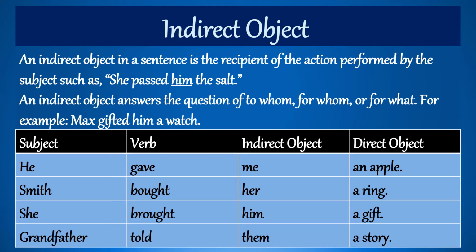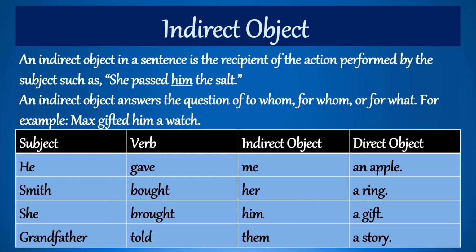In the first example, she passed him the salt. Him is underlined. This is the indirect object. The direct object is the salt, because the salt is the thing which is given, and him is the word which is the recipient of the action.